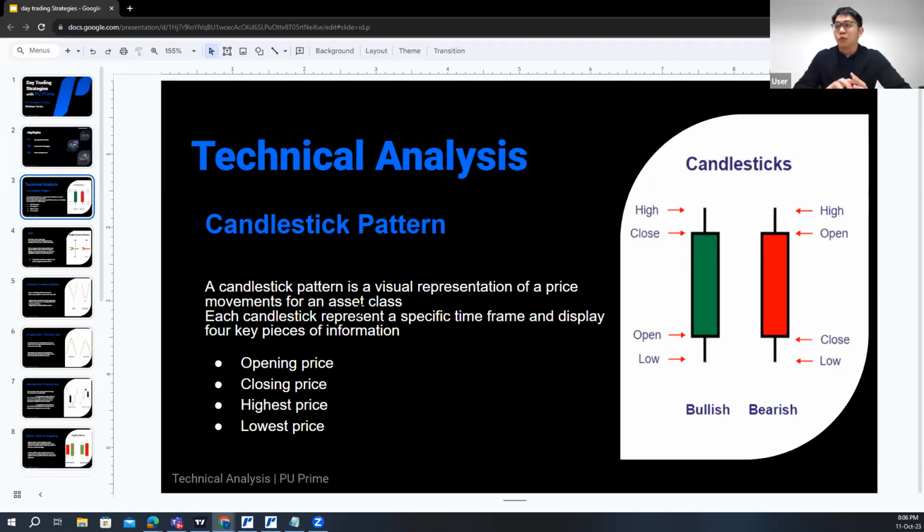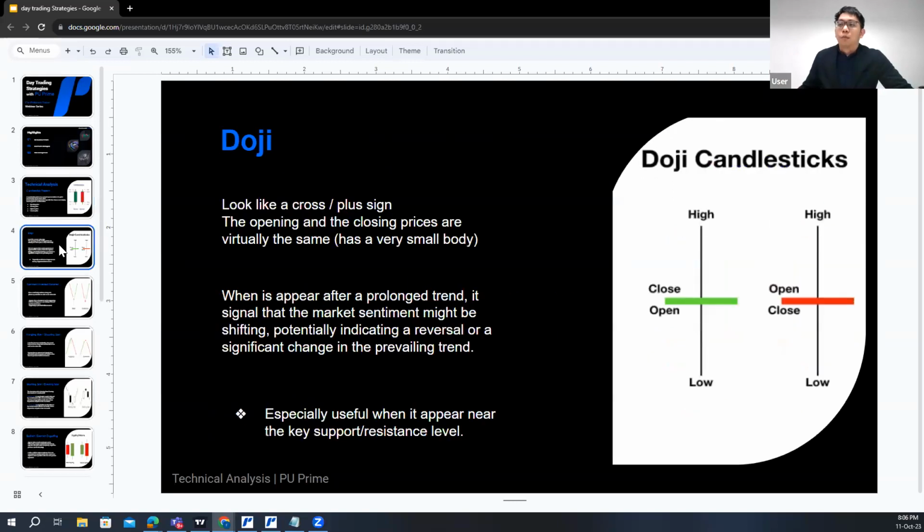And if you arrange it across a bigger picture, you can get a bigger picture of what trends we are trading now, regardless of what asset class we are trading. So moving on, I will introduce you to several candlestick patterns and also the logic behind them, and different candlestick patterns will tell you different stories.